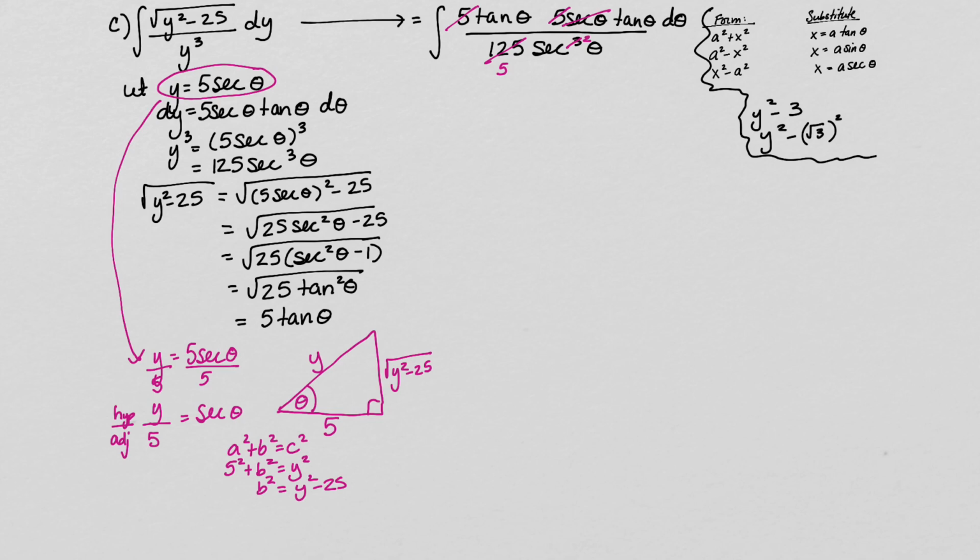So what I'm left with is, to make my life a little easier, I'm going to pull the 1/5 out in front. And I have an integral. On the top, I have 2 tangents, and they're multiplied together. So it's going to be tangent squared theta. And on the bottom, I have secant squared theta d theta.